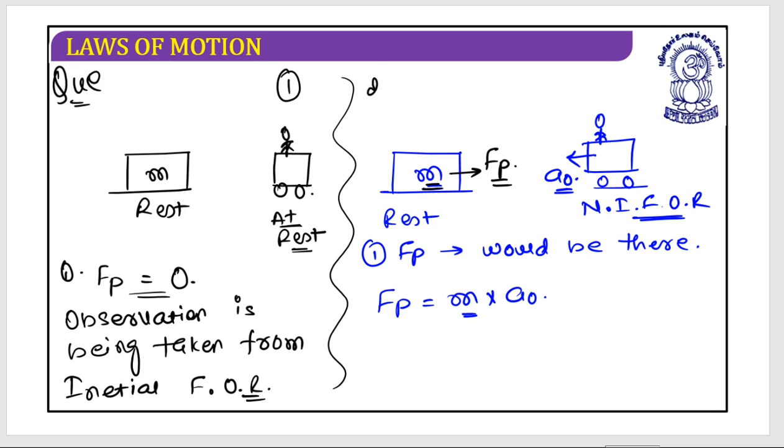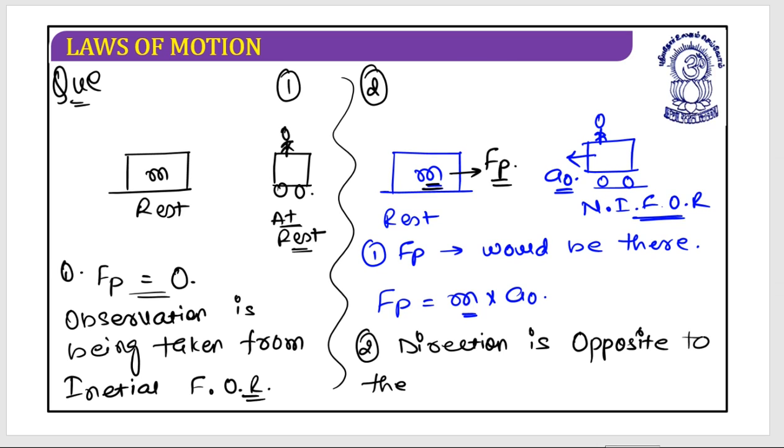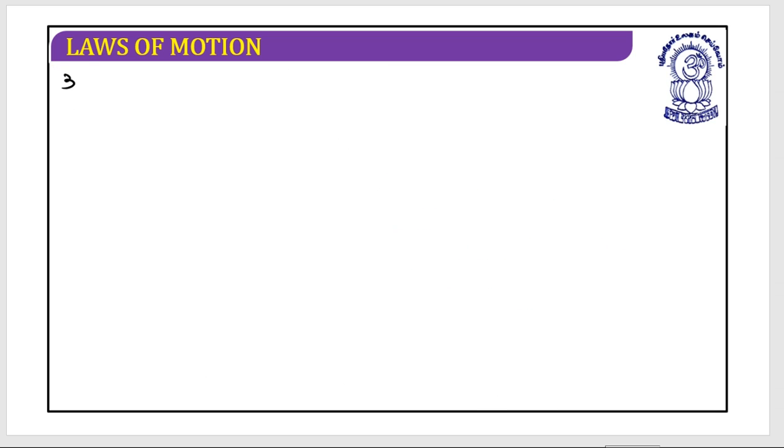Why positive x direction? Because the direction is opposite to the direction of motion of the frame of reference. I hope this is clear. Is it clear? Great. Let's look at the third situation.